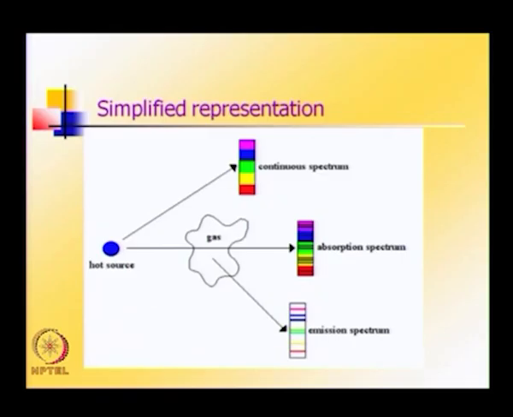A simplified representation: you have a hot source, there is a gas, and then you can either get a continuous spectrum, or you can get an absorption spectrum like this, or an emission spectrum. These are called absorption bands, these are called emission bands.